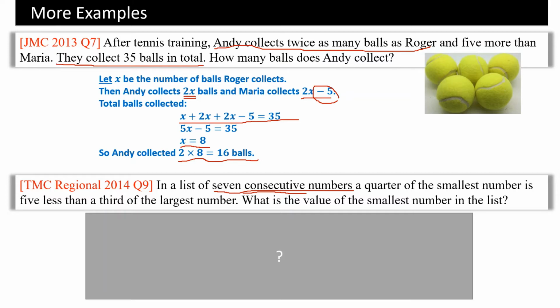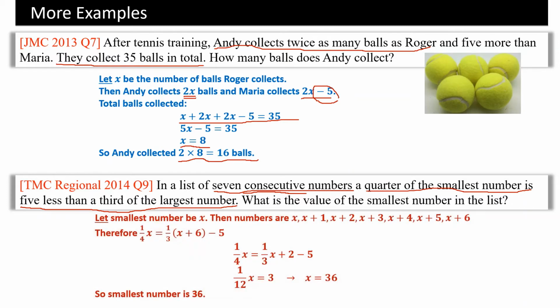Consecutive means they fall one after the other. So consecutive numbers include 1, 2, 3, 4. Then the question also states a quarter of the smallest number is 5 less than a third of the largest number. So those parameters are important to note.